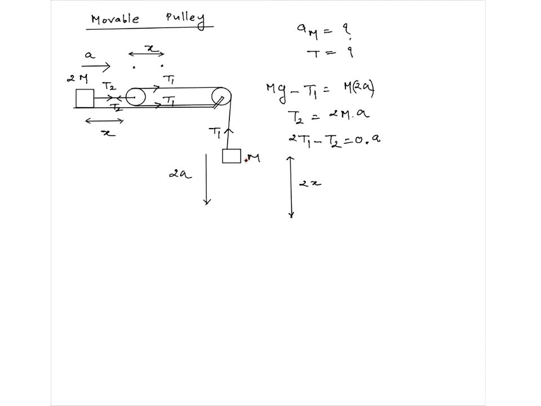Here, this is m, this is 2m. All the usual things: light, frictionless, unstretchable. What is the acceleration of capital M? What is the tension in the string? Which string? There are two strings.